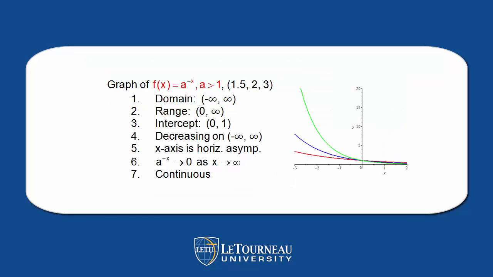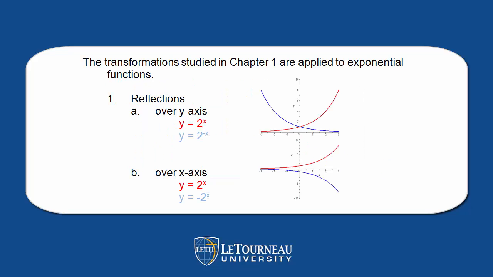If we have a to the minus x, but a is still greater than 1, 1.5, 2, and 3, notice what happens. The domain is minus infinity to infinity. The range is 0 to infinity. That didn't change. The intercept didn't change, but we now have a decreasing function on minus infinity to infinity. A to the minus x approaches 0 as x approaches infinity.